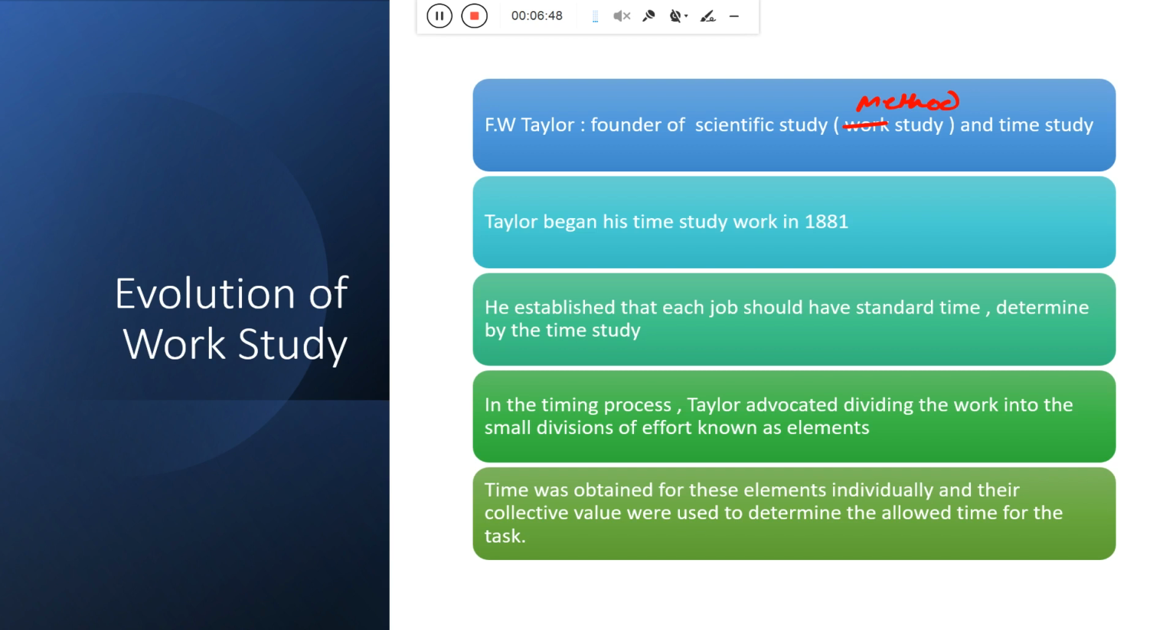The time was obtained for these elements individually, and their collective value was used to determine the allowed time for the task. That is the same thing I just discussed: if you divide the entire thing into small elements and then calculate the time with respect to each element, that is the way to improve the productivity of the organization, and the efficiency will be increased.